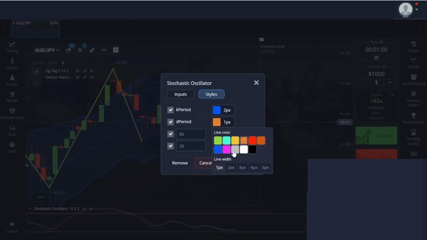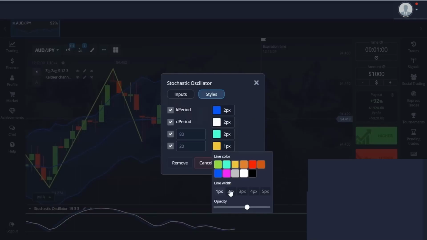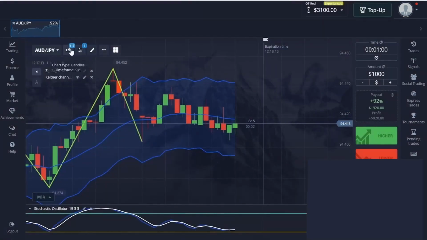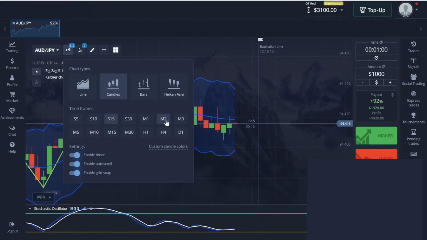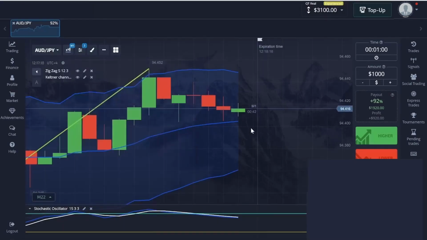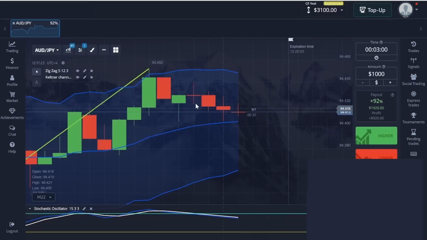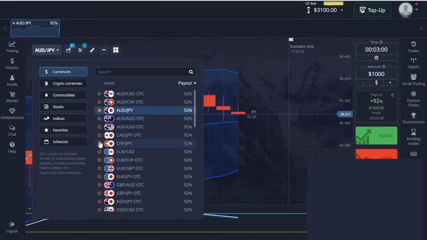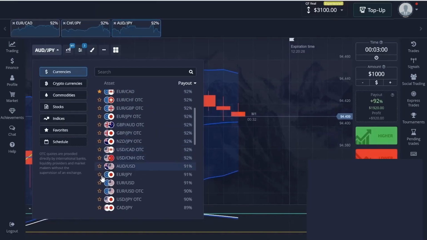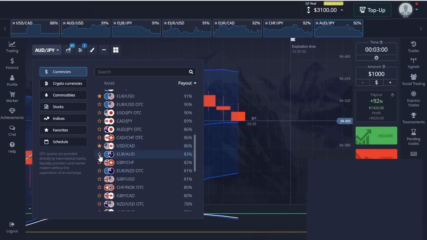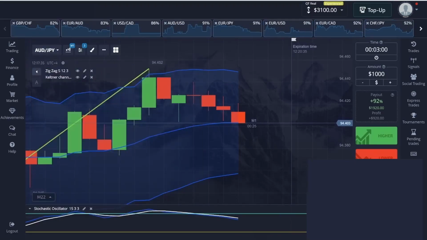So change some colors, thicken lines, and save. That's all for setting indicators. I set the candles to 1 minute and trading time interval to 3 minutes. Let's also carefully choose high percentage currency pairs to get better results. The percentage of the currency pair should not be lower than 70%, of course.